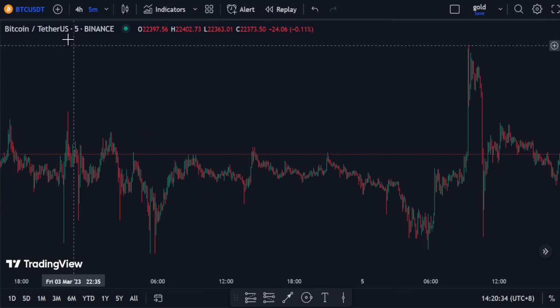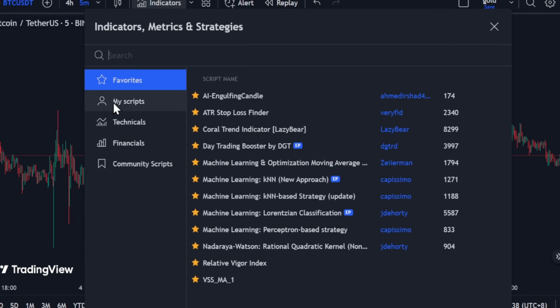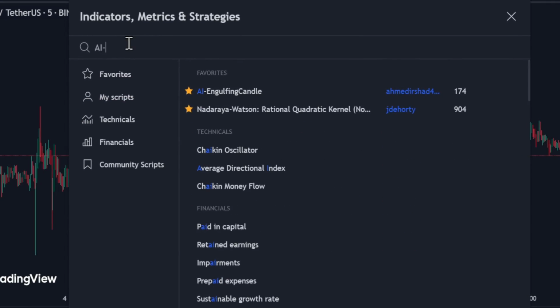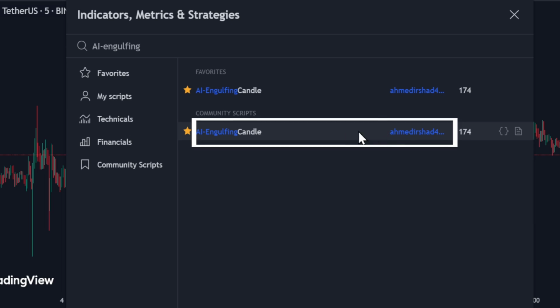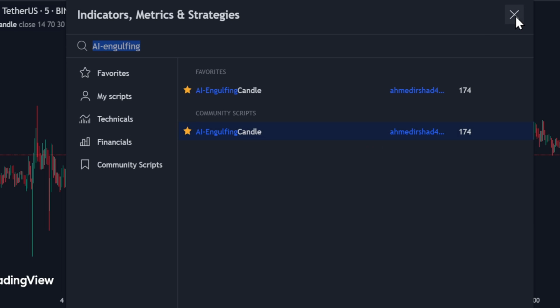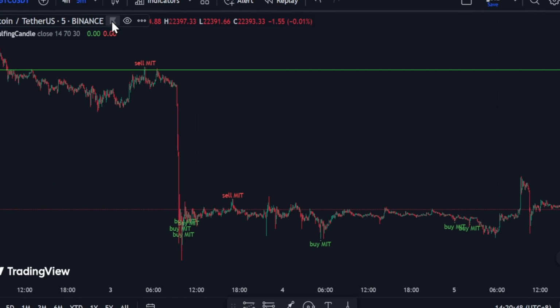Now we are looking at the chart of Bitcoin USDT on a 5-minute chart. Go to the Indicator tab, search for AI-Engulfing Candle. This one by Emma Shad. Add our first indicator into the chart. How does this indicator work?